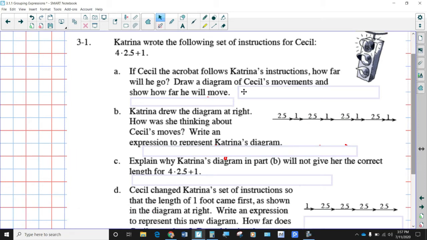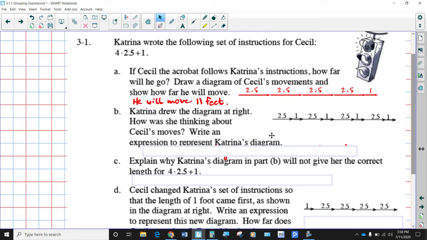Okay, welcome back. So if it's 4 times 2.5 plus 1, then literally he takes 4 steps of 2.5 and only 1 step of 1, correct? So 2.5 plus 2.5 is 5. Another 5 makes 10, so this should have a total value of 11. So he would move 11 feet if he followed these instructions here. All right, do we all see that? Repeated addition is multiplication. So 2.5 plus 2.5 plus 2.5 plus 2.5 is 10.